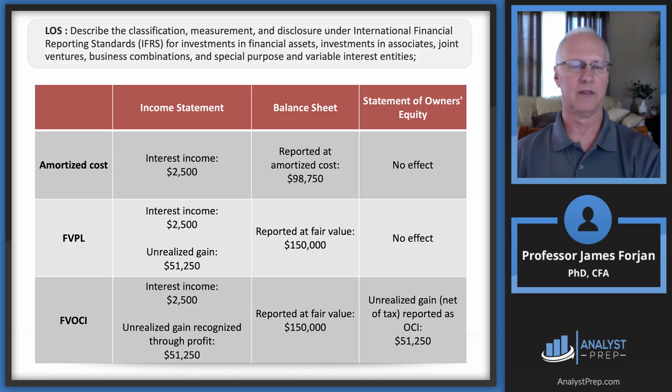Now, looking at the fair value OCI, interest income is going to be the same, 2,500. The unrealized gain recognized through the profit is still going to be the same, and that's going to be recognized on the balance sheet at its 150. But then we swing that over to the bottom right-hand side of the income statement and report that unrealized gain of the 51,250.